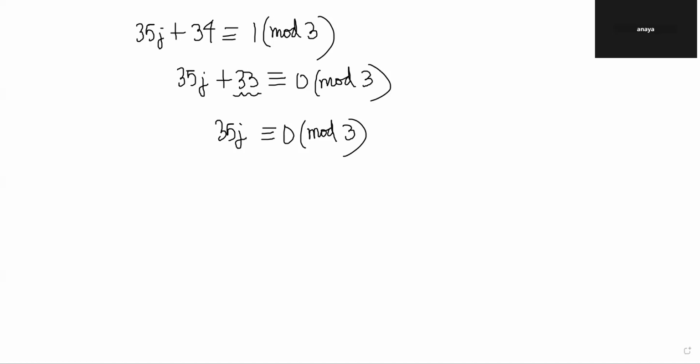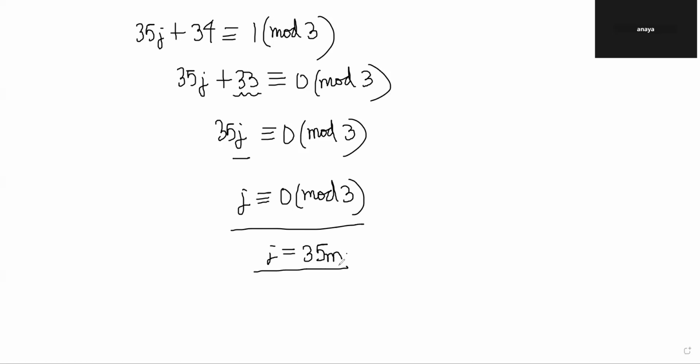That means j should be 0 mod 3, right? Because 35 is not divisible by 3. So we are getting j is congruent to 0 mod 3. So j can be written as some 3m. What am I saying? j will be written as some 3m.